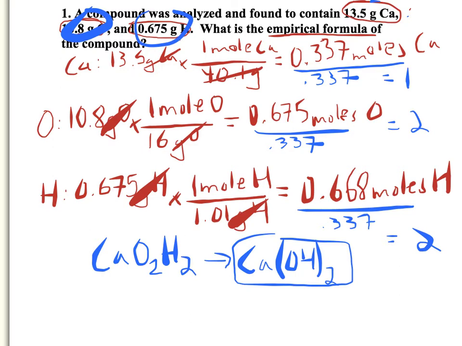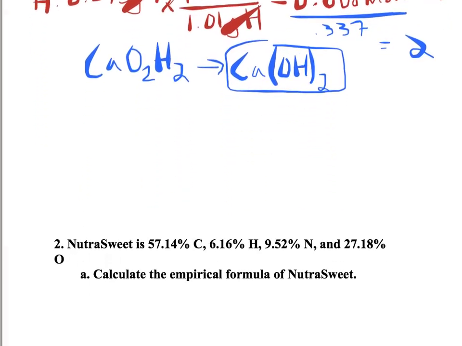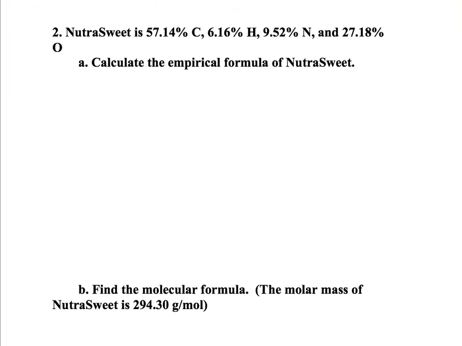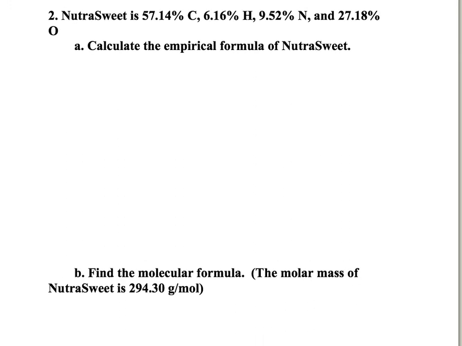How cool is that? You might be wondering, how do I figure out the molecular formula? Well, that's essentially what we're going to do next. But let's try a similar type of problem with slightly different numbers. Number 2 says NutraSweet is 57.14% carbon, 6.16% hydrogen, 9.15% nitrogen, and 27.18% oxygen. Part A asks, calculate the empirical formula for NutraSweet.